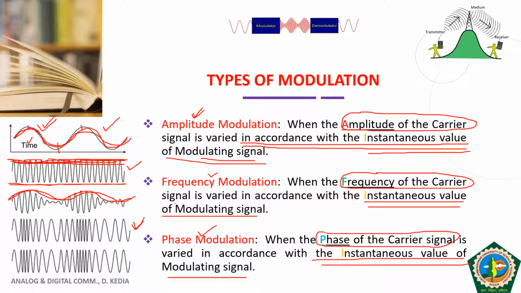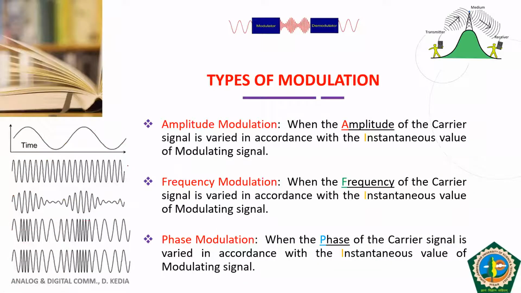So in frequency modulation, the amplitude is constant. See, amplitude is constant. The phase is also constant. Okay. Now in frequency modulation, what has to be changed? Frequency has to be changed. So how? See, in this figure, the frequency of the carrier is constant. Now we have to vary this frequency in accordance with this modulating signal.